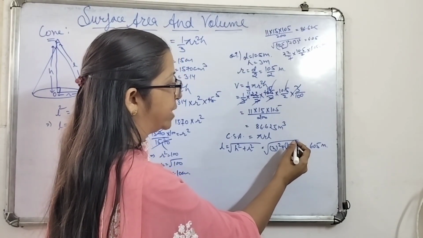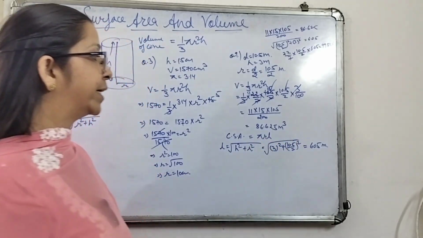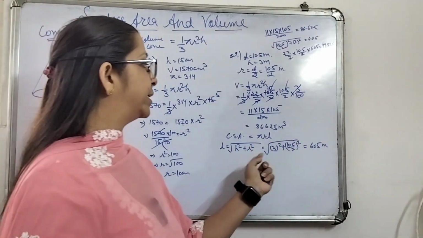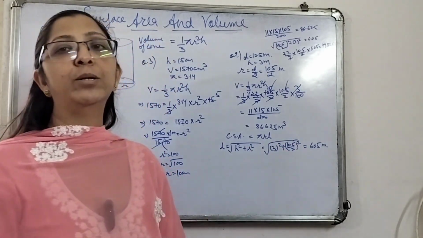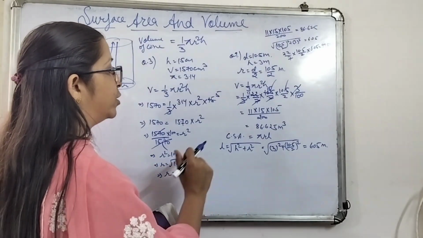So we can remove the decimal. The 0 will come in the denominator, and we will be solving it. We will be squaring it and then taking the square root. Then its value will be 6.05 meter. This is the value of your slant height.